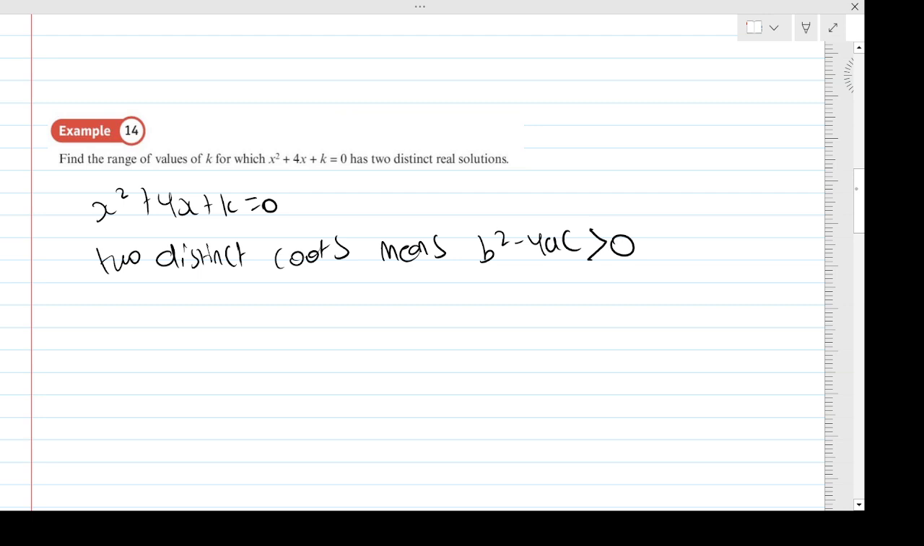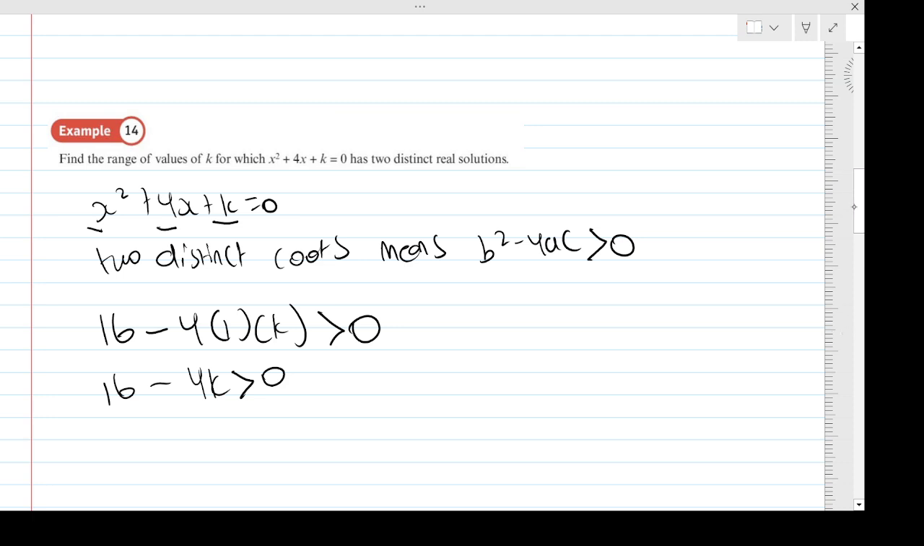Let's compute it then. b squared is 4 squared, so that's 16, minus 4 lots of a, which is 1, and c, the number at the end, is k. And so it has to be greater than 0. Then we can simplify it: 16 minus 4 times 1 times k is just 16 minus 4k.